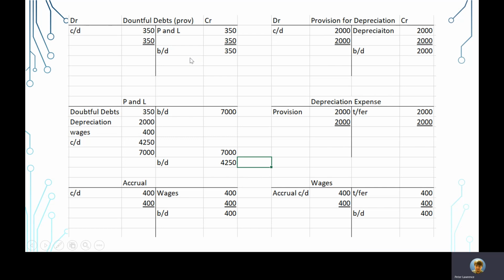So provision for doubtful debts brought down at 350. Provision for depreciation brought down at 2,000. The depreciation expense gets transferred. So it credits the depreciation to transfer it out, and it'll debit the profit and loss. In the accrual account, we bring that down because that appears on the balance sheet. And the wages gets transferred. That extra £400 would also need to be transferred.